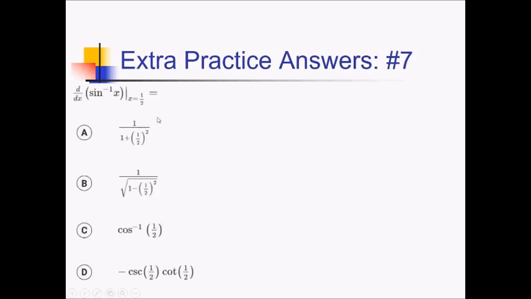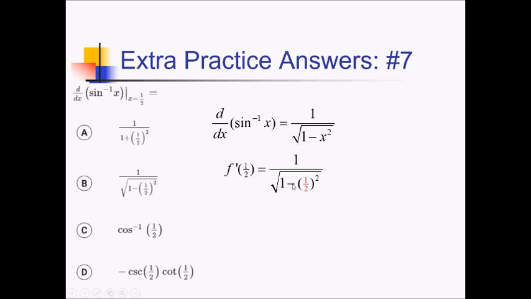On this problem, we're trying to evaluate the derivative of sine inverse, or arcsine, of x at x equals 1/2. So let's first find the general derivative of inverse sine of x. That's going to be 1 over the square root of 1 minus x squared. And all I have to do now to take this derivative is just plug in 1/2 for the x. So that's going to be 1 over the square root of 1 minus 1/2 squared. And I could simplify this further, but looking at my answer choices, it looks like they're giving me this exact thing in answer choice B.